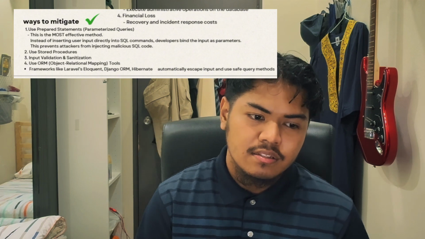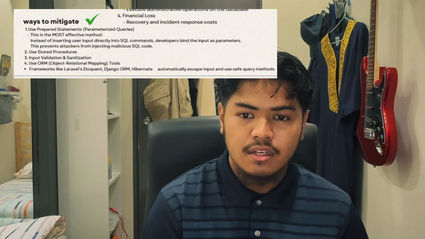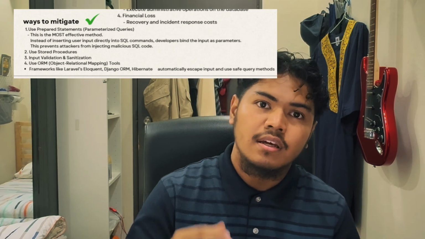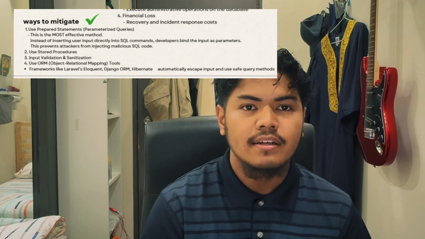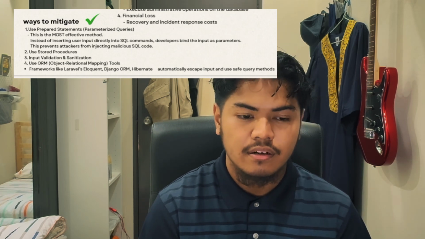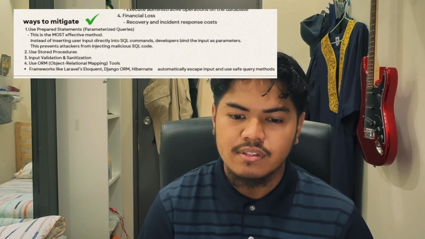Other than that, is using stored procedures or input validation and sanitization. As you can see from the demonstration, without proper validation, attackers can insert SQL code to gain authorization. And lastly is to use ORM or Object Relational Mapping tools. Frameworks like Laravel's Eloquent, Django ORM, and Hibernate automatically escape input and use safe query methods. Let's move on to the second attack.